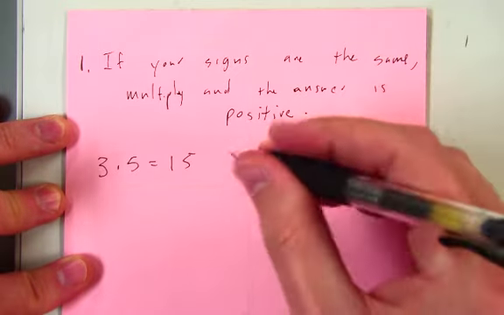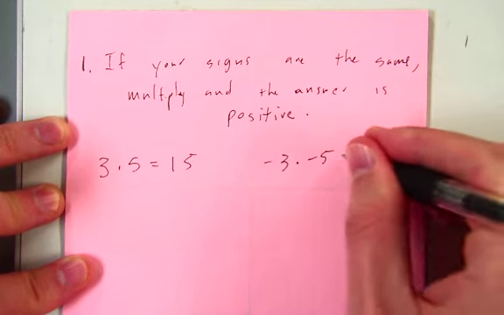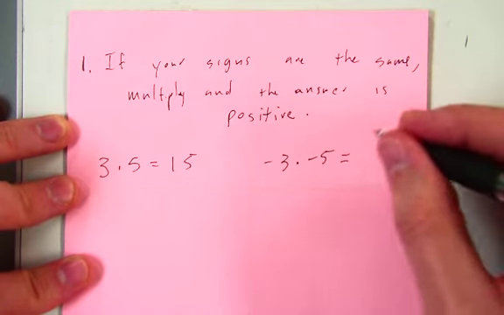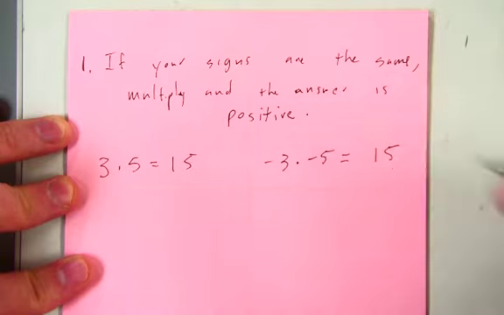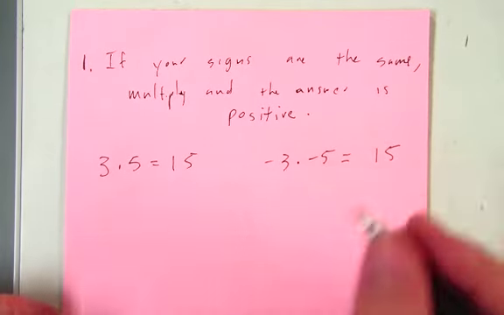our product is positive. Negative 3 times negative 5 is going to work the same way, though. We're just going to multiply those numbers. 3 times 5 is 15, and then our answer is positive because our signs are the same. Okay?